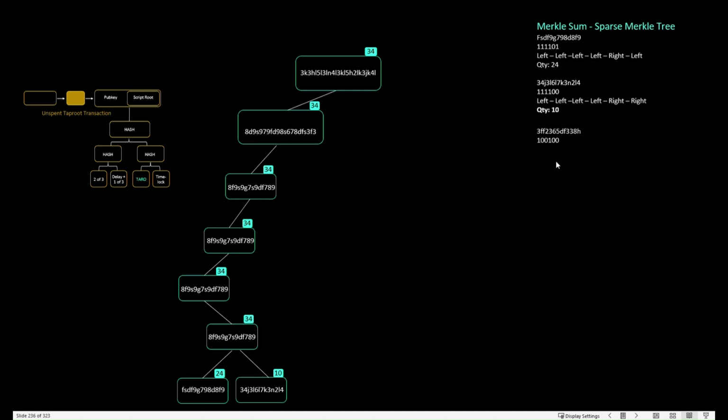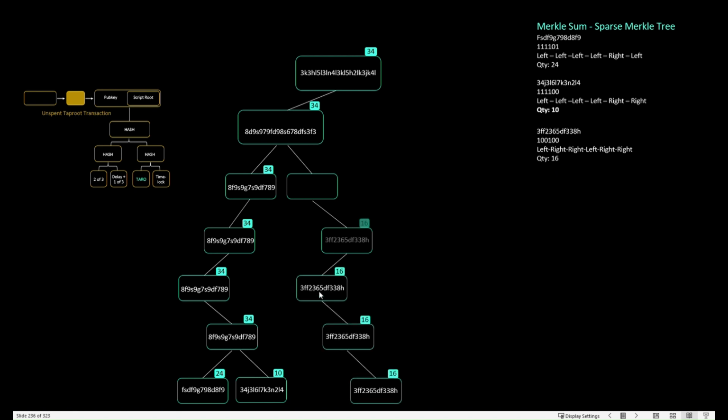All right, so let's do another item. Convert it to binary: left, right, right, left, and we put 16 in there. They traverse up, and 34 plus 16 is 50, and then all these numbers get updated. So let's say, for example, this could be a whole branch of NFTs. This could be the Louvre, the French Museum NFT collection. And I could have 24 Mona Lisas, 10 of the Seated Scribes, 16 of St. John the Baptist. These are all famous artworks within the Louvre.